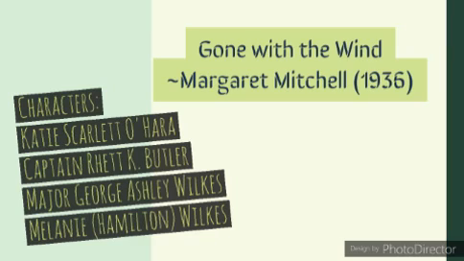Plot summary of the novel. Gone with the Wind takes place in the southern United States in the state of Georgia during the American Civil War, 1861 to 1865, and the Reconstruction Era, 1865 to 1877. The novel unfolds against the backdrop of rebellion. Seven southern states initially, including Georgia, have declared their secession from the United States, the Union, and formed the Confederate States of America, the Confederacy.